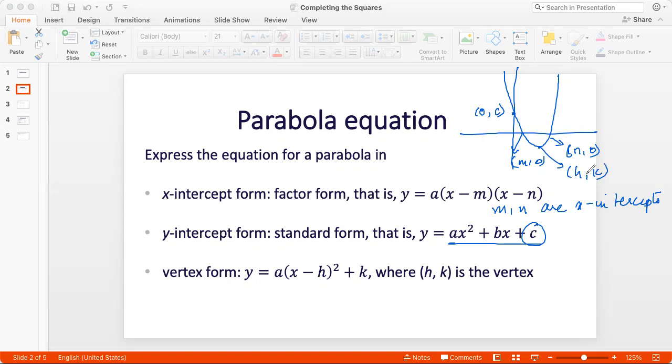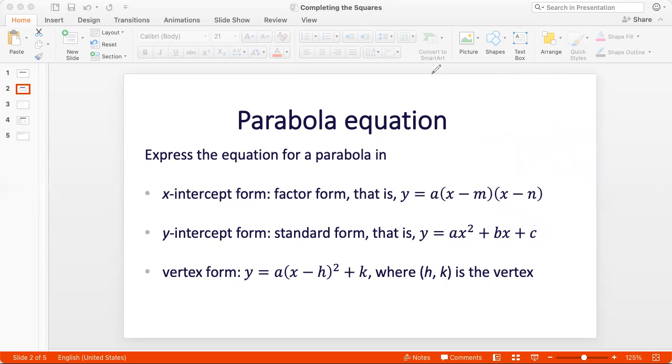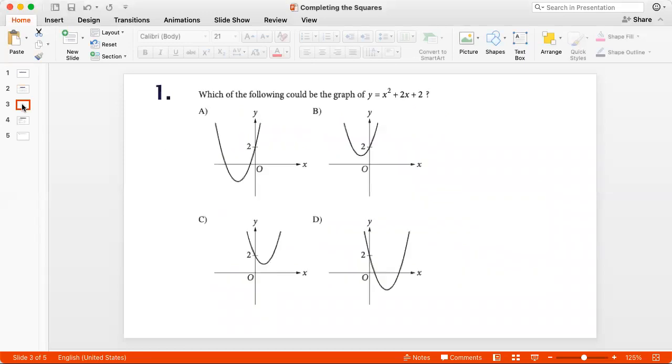Now, sometimes we may be required to change one form to another, and sometimes that change might require us to employ completing the squares. So let's understand how. Question one: which of the following could be the graph of x² + 2x + 2? I first look at the y-intercept, but I notice that all four options have a y-intercept of 2, so that doesn't help me.